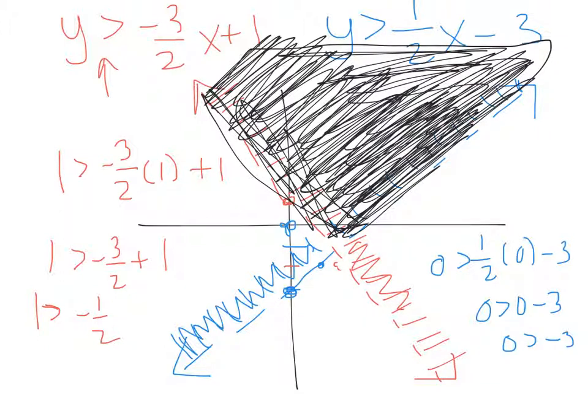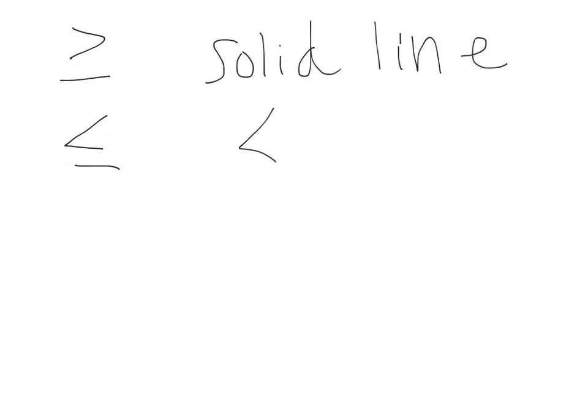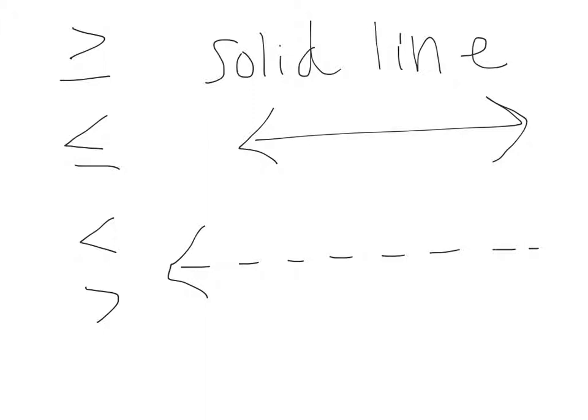Okay, so just a quick review: if it is greater than or equal to, or less than or equal to, it's going to be a solid line. If it's less than or greater than, it's going to be a dashed or dotted line.